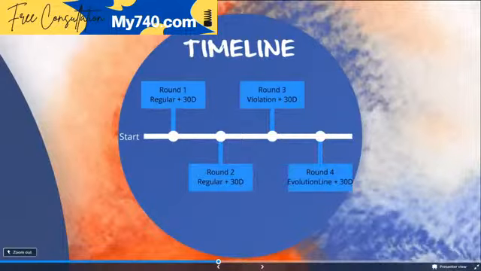So round 1, you're going to do regular, wait 30 days. You're going to do round 2, do it regular, wait 30 days. You're going to do round 3, you're going to do that one violation, wait 30 days, and then you're going to do an evolution line round. And then you're going to wait 30 days and you're going to do a round 5, okay?